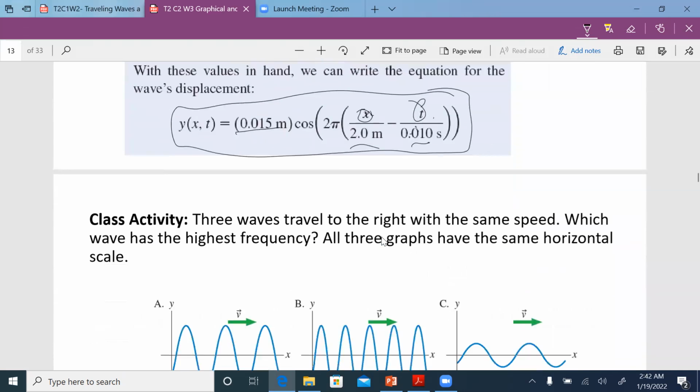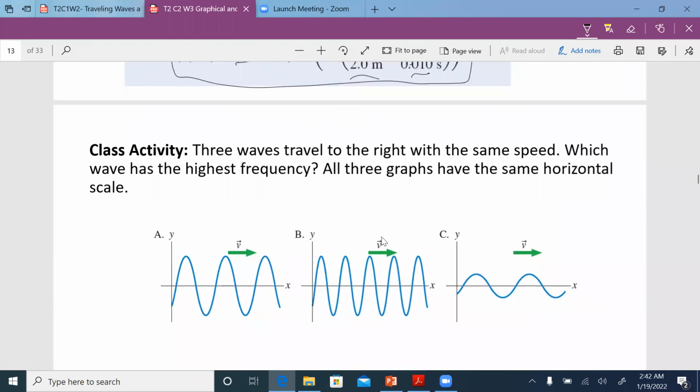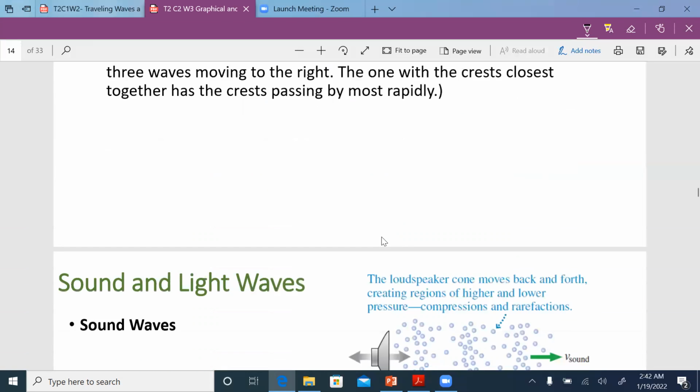Okay, so the next class activity, the three waves travel to the right with the same speed. Which wave has the highest frequency? All these graphs have the same horizontal scale. All right. Remember what the question is saying, and I expect you to think it through. Which wave has the highest frequency? If you ask me, we'll have the reason for the answer here.